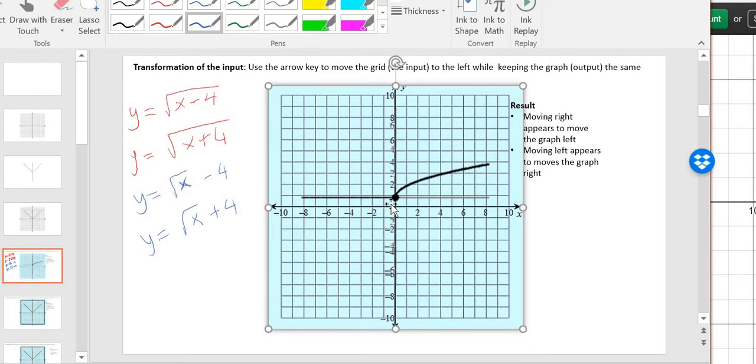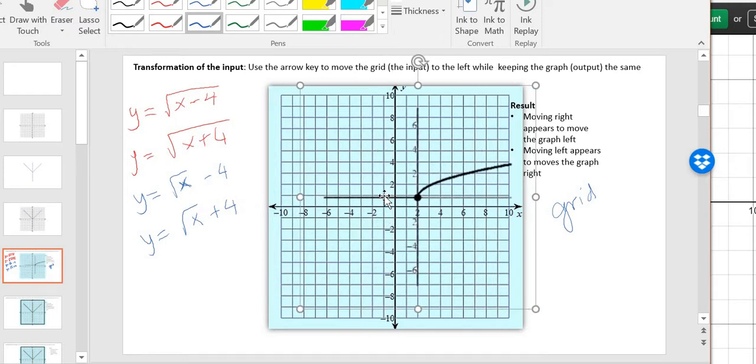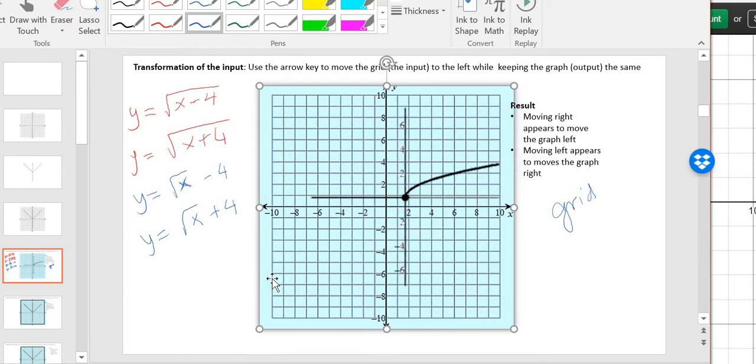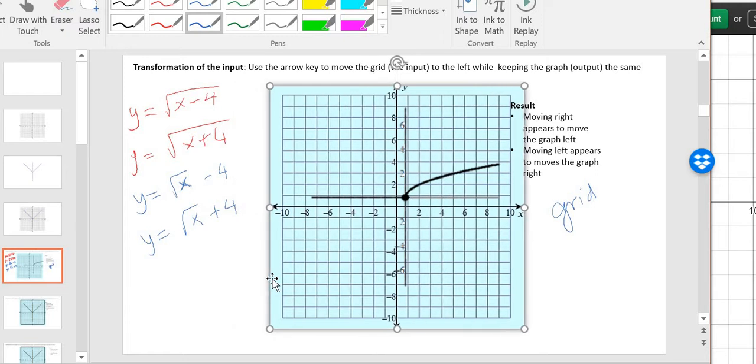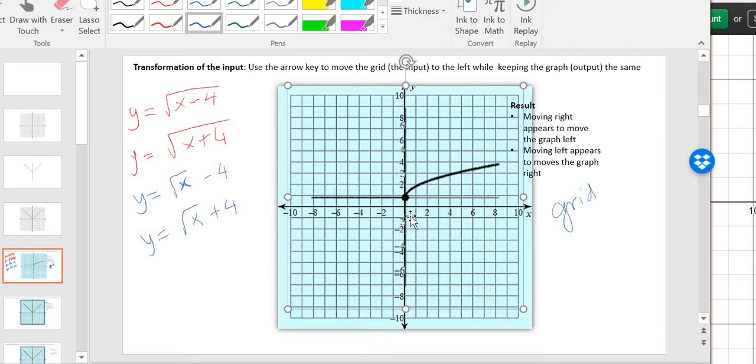That is the grid. Let me write it because of my accent. So this is grid. I'm moving the grid, the x coordinate grid. Or I can move the graph. That's the inside one. I can move the graph. That's the y. So I'm moving the y now. The grid is the x, on which the graph is drawn. That's the input. The grid is the input. So I'm moving the grid, and the graph itself is the output.